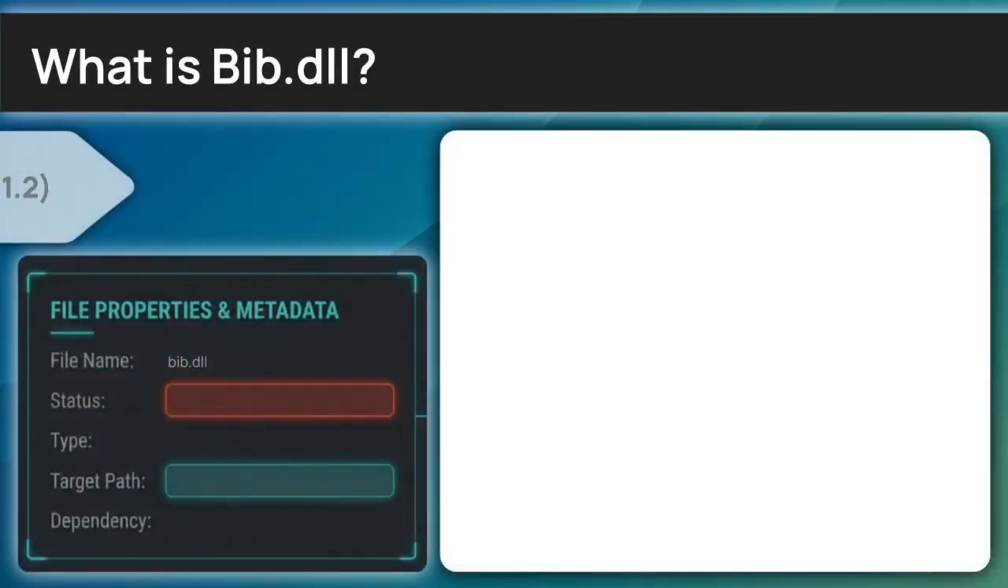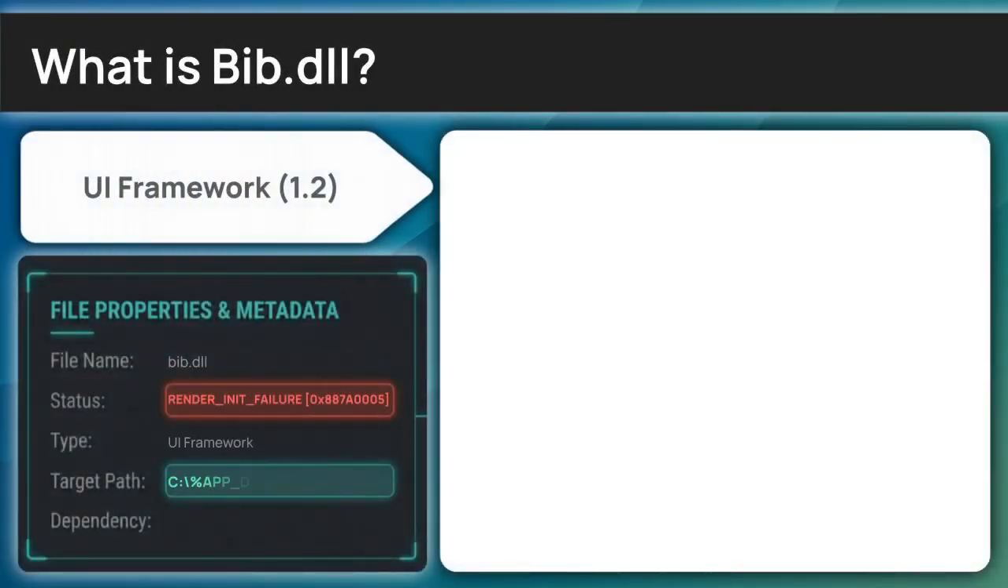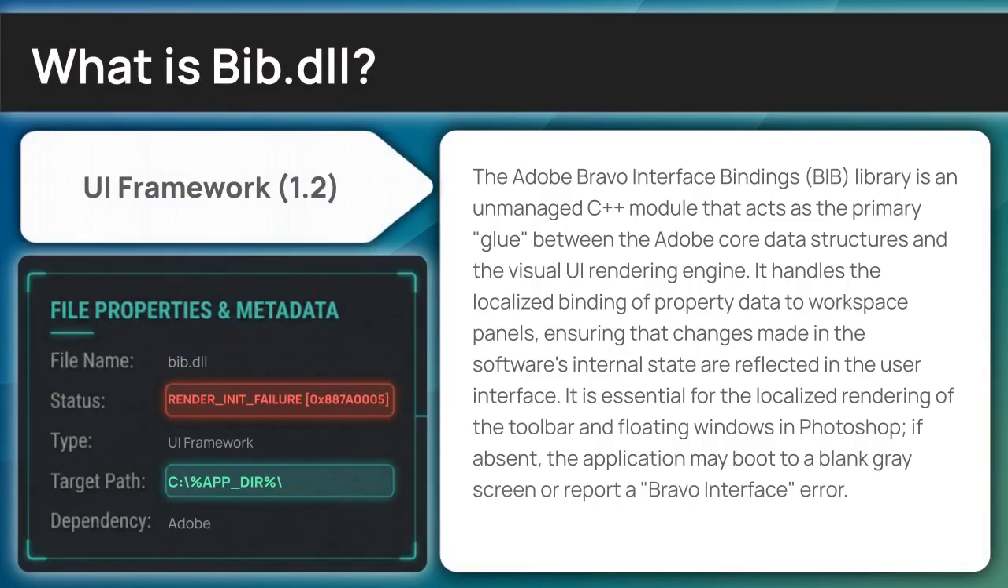This is the Bib library. The Adobe Bravo Interface Bindings, BIB library, is an unmanaged C++ module that acts as the primary glue between the Adobe core data structures and the visual UI rendering engine. It handles the localized binding of property data to workspace panels, ensuring that changes made in the software's internal state are reflected in the user interface. It is essential for the localized rendering of the toolbar and floating windows in Photoshop. If absent, the application may boot to a blank gray screen or report a Bravo Interface error.